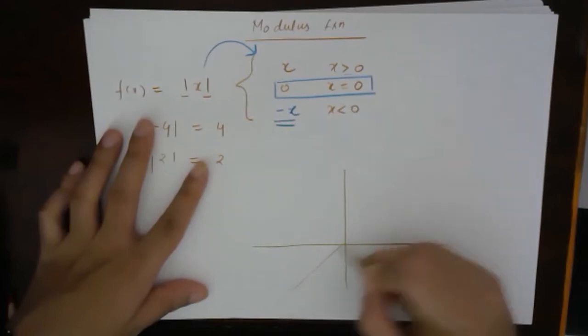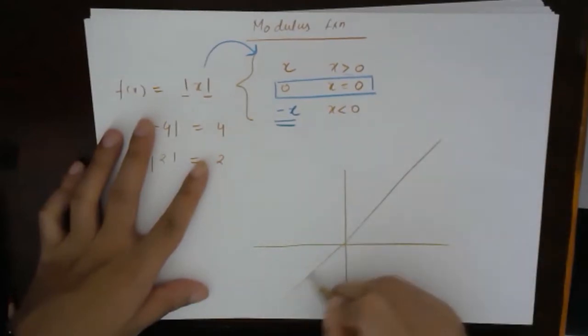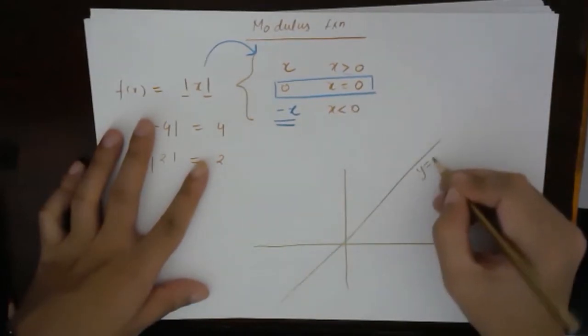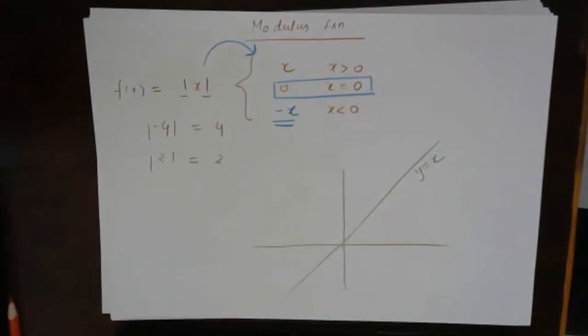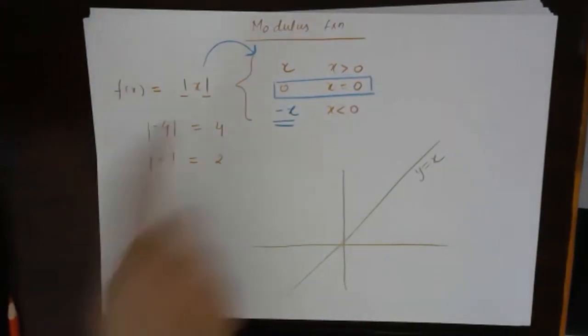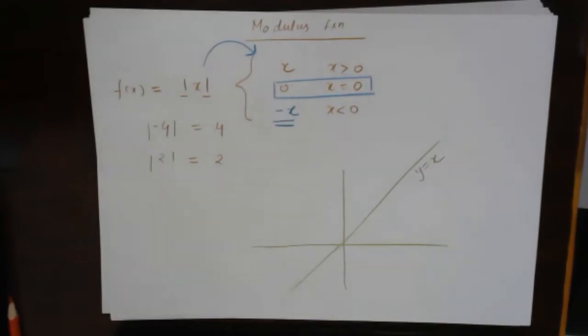So the y is equal to x graph will be something like this. Now see, the only change in the modulus graph will be when x is negative.